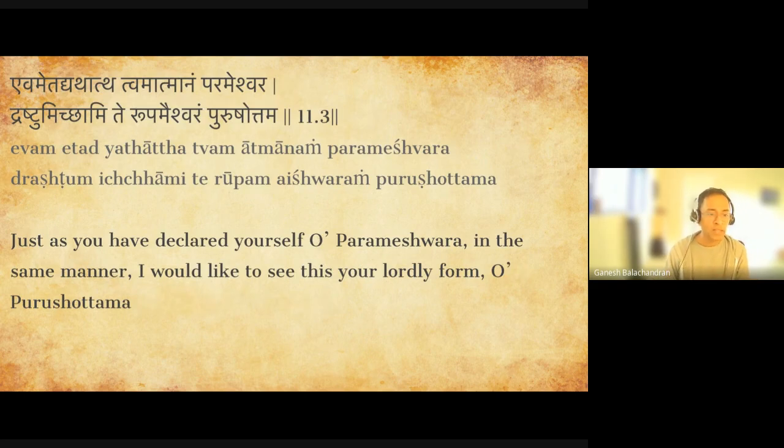Evam etad yathattha tvam atmanam parameshvara, drashtum icchami te rupam aishvaram purushottama. Just as you have declared yourself, O Parameshwara, in the same manner, I would like to see this lordly form, O Purushottama. Okay, let's look at the meaning.